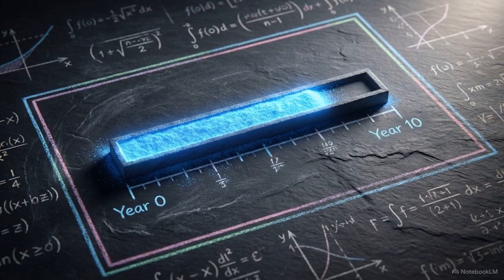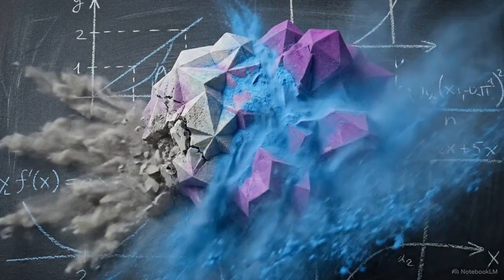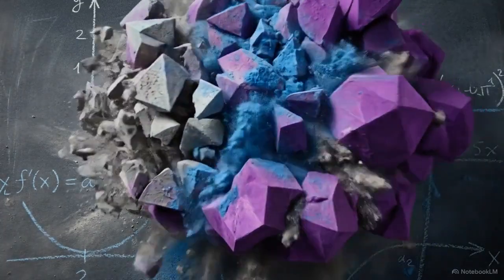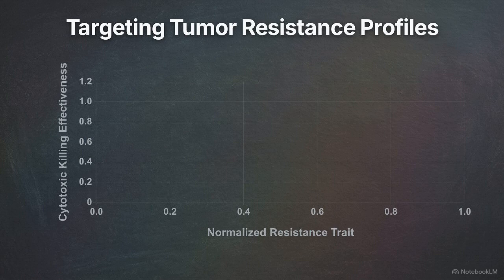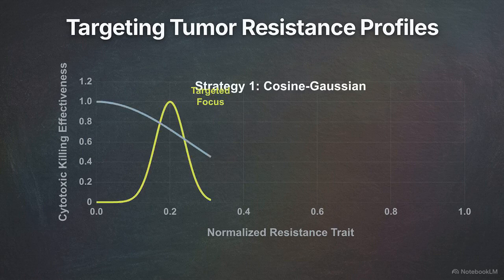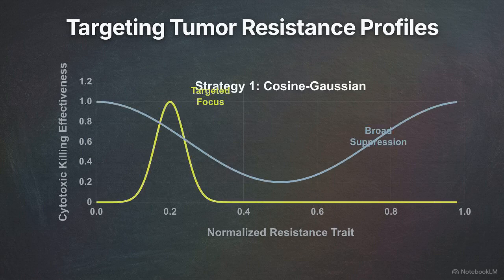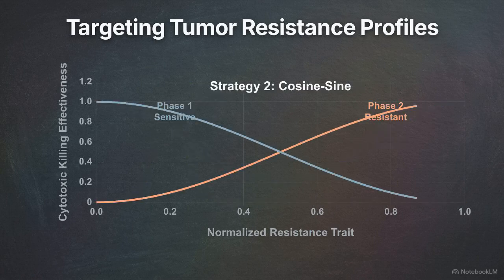With the hybrid solver mathematically verified, we can test it against a simulated 10-year treatment horizon. The focus here is analyzing how different mathematical functional forms of drug efficacy suppress the mutating tumor traits. The study evaluates 3 distinct modulation strategies to distribute cytotoxic effects across the tumor's resistance traits. The first strategy is a cosine-Gaussian combination. It pairs a broad periodic cosine function to suppress traits evenly with a Gaussian function focused tightly on a specific subset of traits.